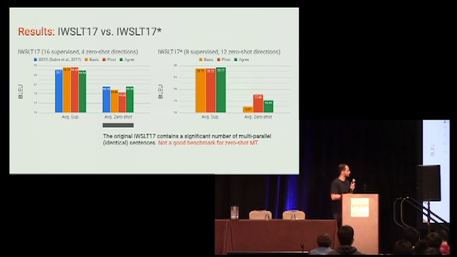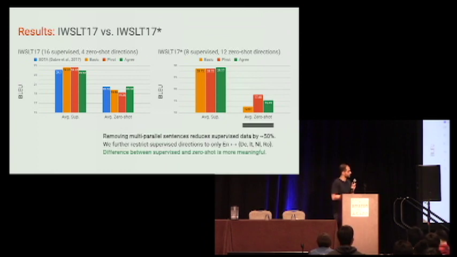So after looking at this result, we decided that we need to improve the data set. And after cleaning the data, we had to remove about 50% of the sentences from every single parallel direction. We had to also reduce the number of supervised directions. And now the pattern that we see, the difference between the supervised and zero-shot directions, is more consistent. So we see there is actually a significant gap.